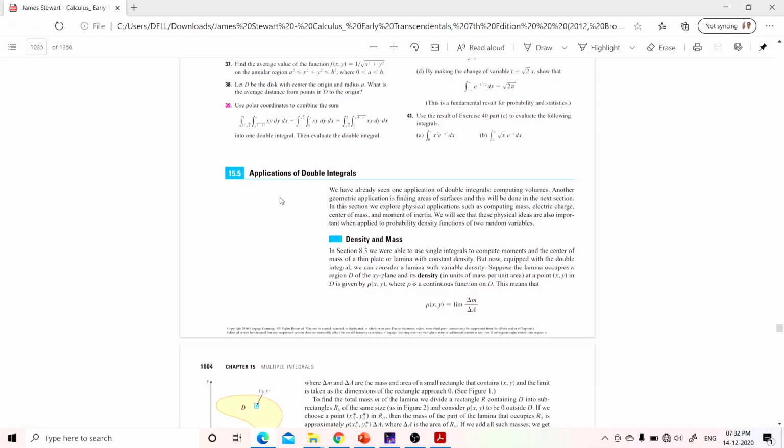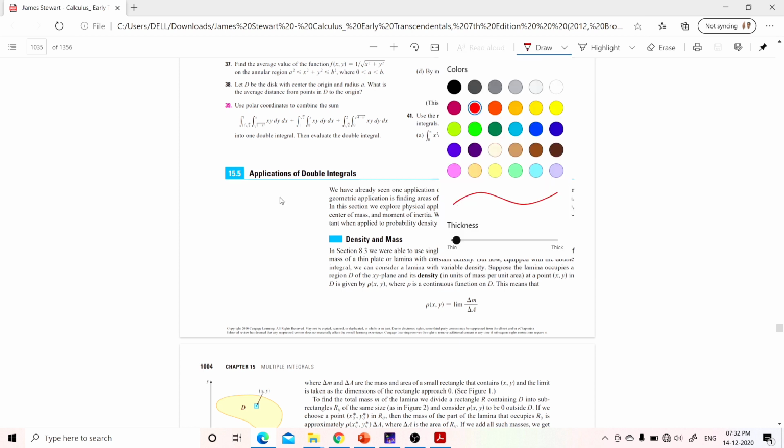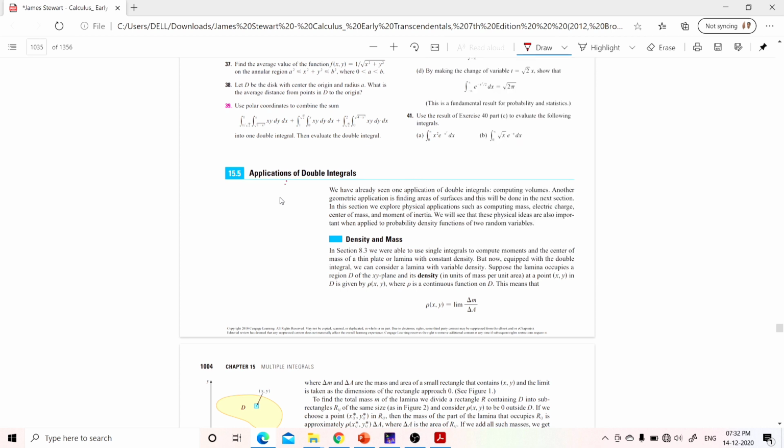Welcome back to a course on multivariable calculus. In this lecture, we are about to see the applications of integrals. First of all, let us start with the applications of double integrals. Here you may see the first application, which is density and mass.